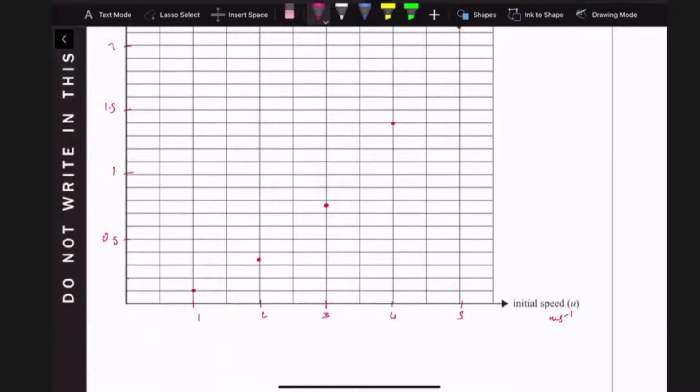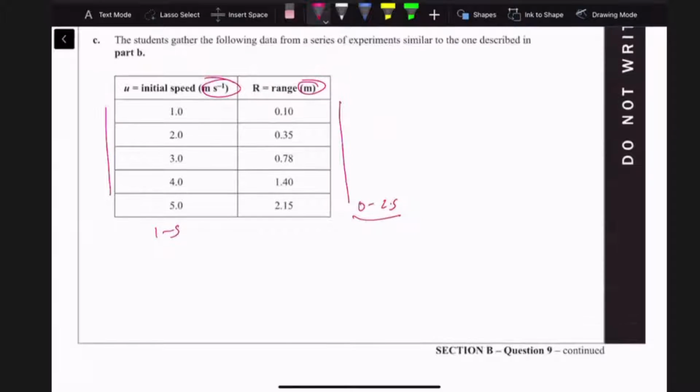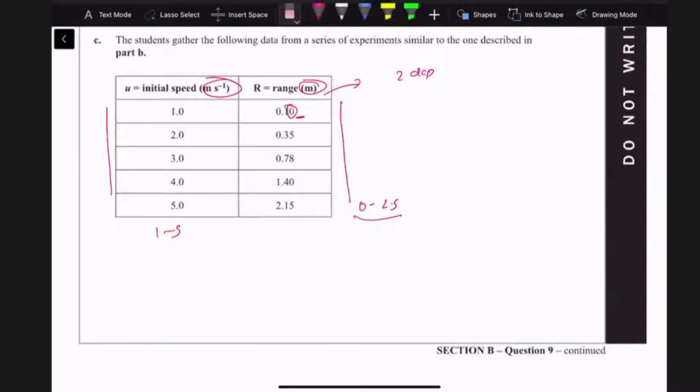And then to find out uncertainty, look at the range values given. So you can see they're to 2 decimal places. So the uncertainty is going to be in the last decimal place. So the value of uncertainty would be the plus or minus half of the missing decimal point. If that makes sense. So this is 2 decimal points.